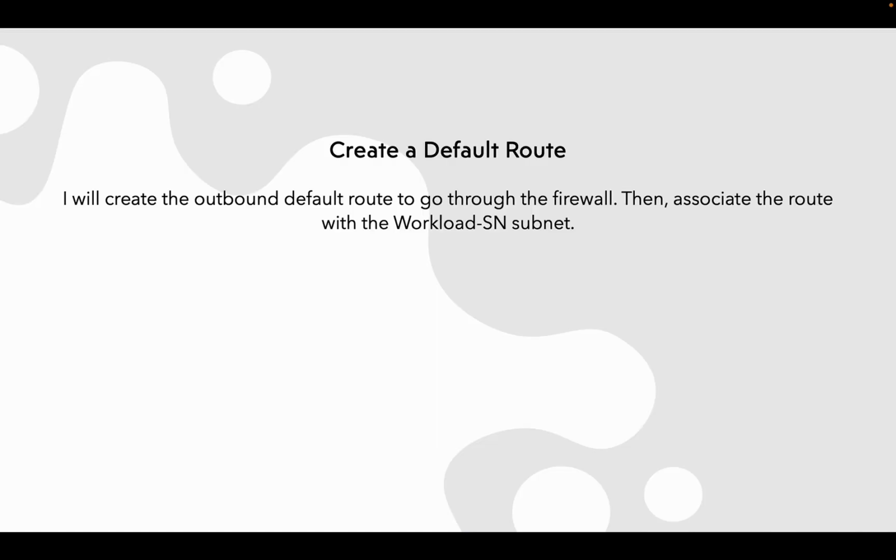Default route. I will create the outbound default route to go through the firewall, then associate the route with the workload subnet.